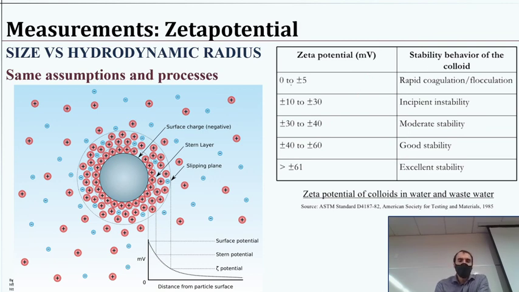So anything that's close to zero is not very stable. If you have no charge at all, you're pretty much destabilized. You'll have rapid coagulation, flocculation. Anything between, and it is plus or minus here, it's essentially the absolute value, if you're between 10 and 30, you're fairly unstable, and it will probably be aggregating. 30 to 40 is, as I say, moderate. Then you get up to good or excellent stability as you go higher.